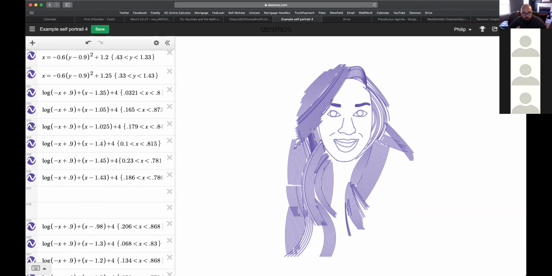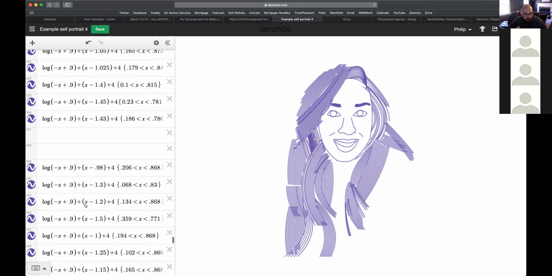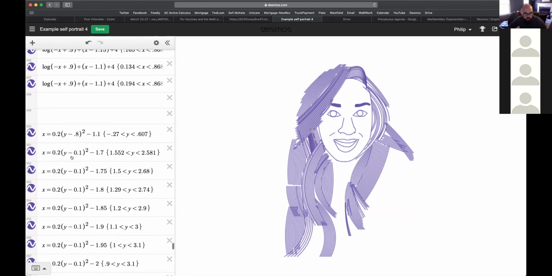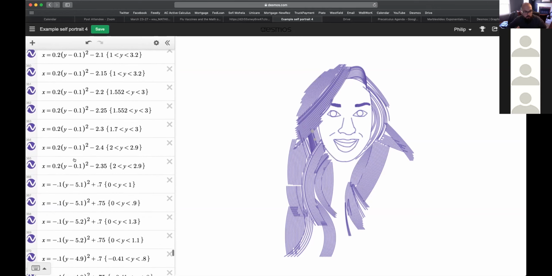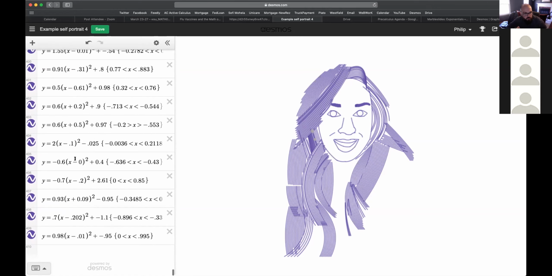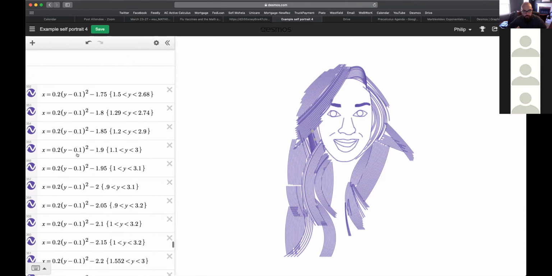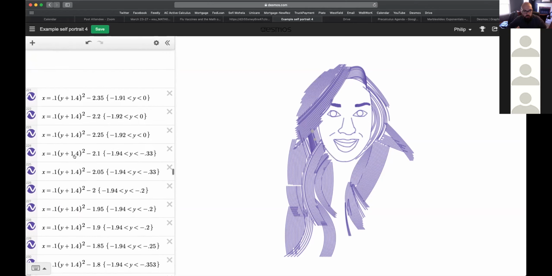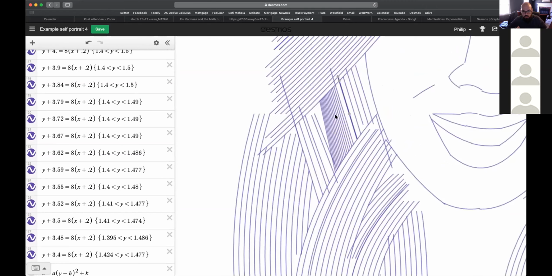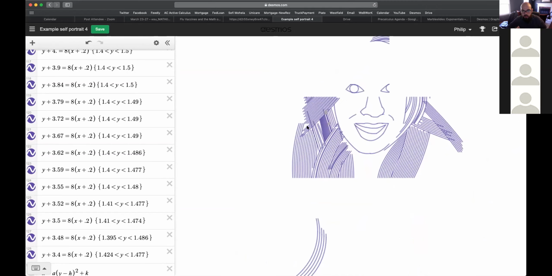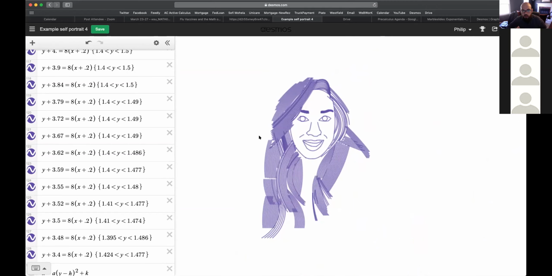And here's some log functions. So she used some logs here, and so these are logarithms. We'll see those next week. I'm not sure that she used any exponential functions. But most of these are just linear functions, quadratics, and a few logs and some circles here. So the eyes are circles.